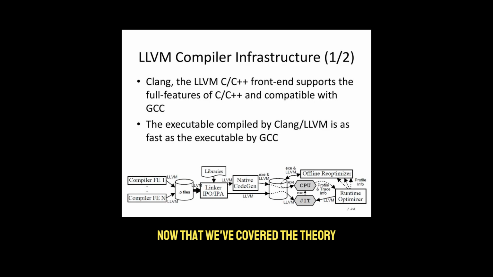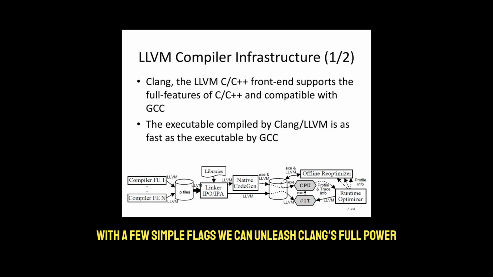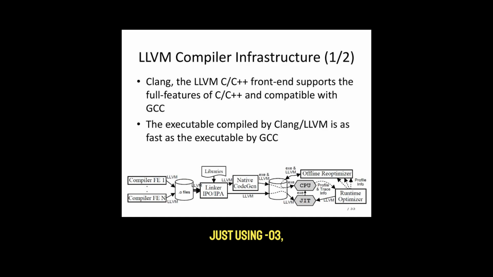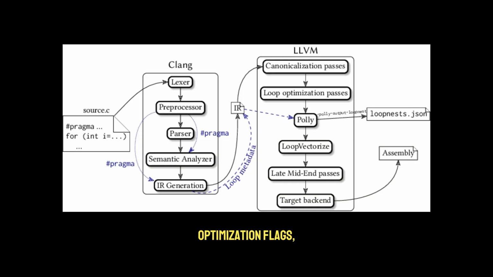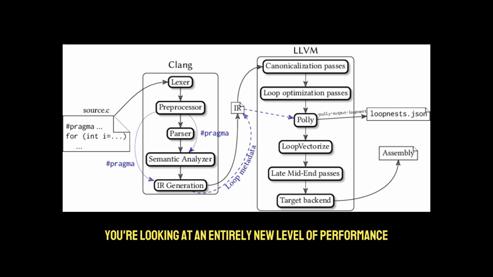workload. Now that we've covered the theory, let's take a look at what this really means in practice. Imagine you're working on a large project, a game engine, a web server, or even just a massive data processor. You've got your basic code working, but you need that extra push. How do you get it? With a few simple flags, we can unleash Clang's full power. Just using O3, ffast-math, and adding link time optimization, or LTO, could make your code run 10% or 20% faster. But when you combine all of it, optimization flags, LTO, PGO, you're looking at an entirely new level of performance.